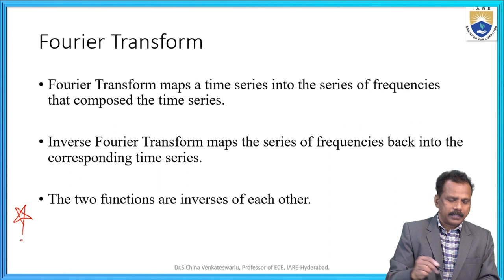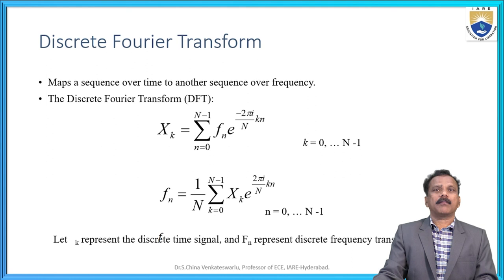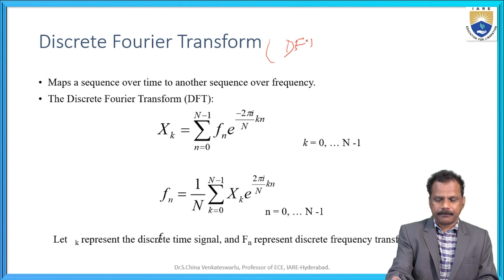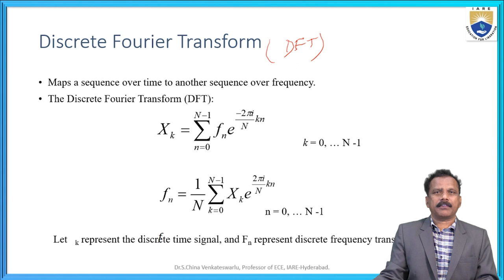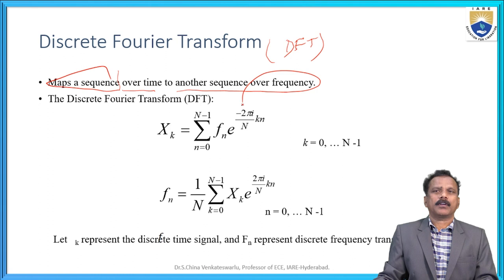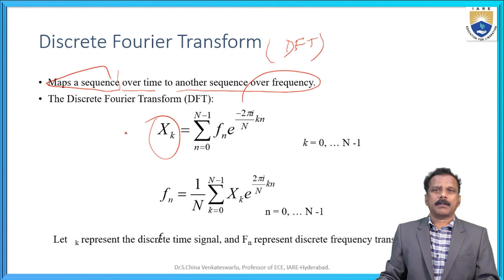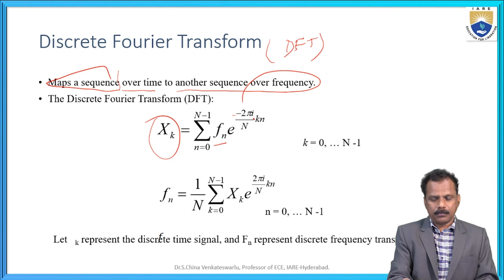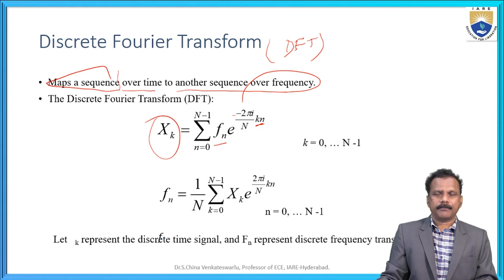Next, coming to our efficient computation, how we are affected with the previous examples. We are using the same thing, only that the discrete Fourier transform maps a sequence over time to another sequence over frequency. Based on this, the discrete Fourier transform is X(k) equals the summation n equal to 0 to N minus 1 of f(n) e^(-2πi/N · kn), where k equals 0, 1, 2, 3, 4 and so on.